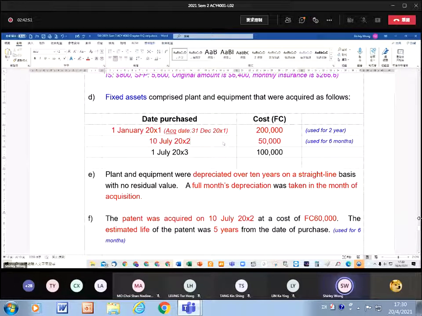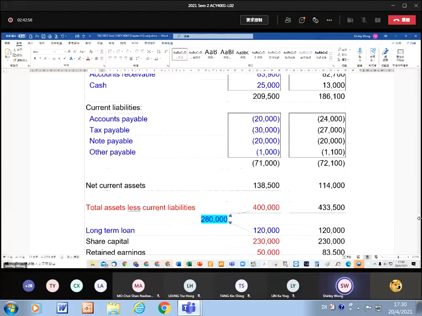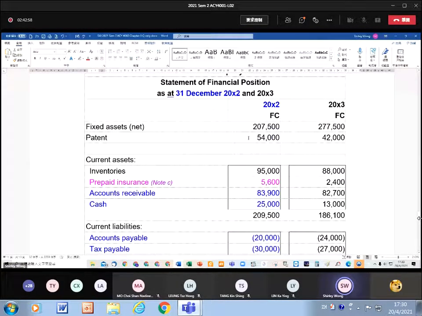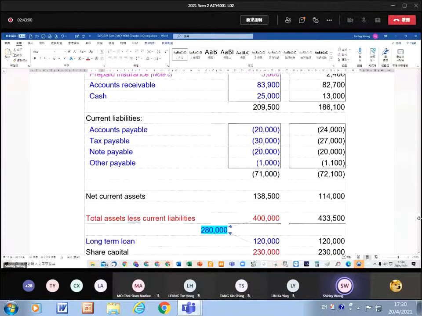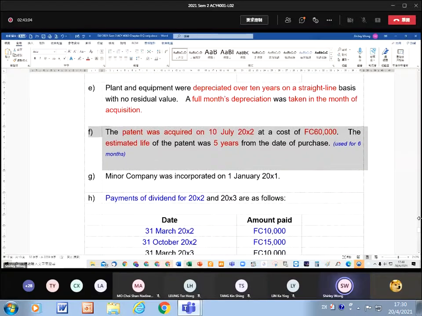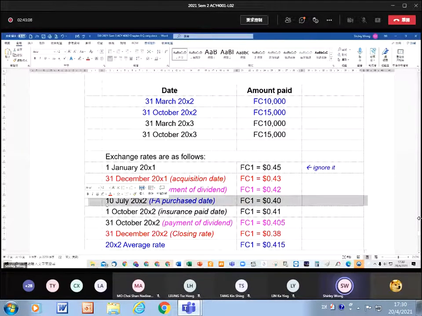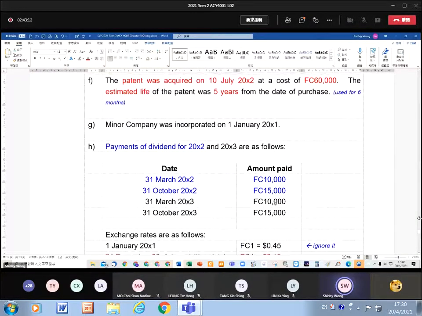And there is new purchase of patent. The patent is newly purchased. That means at the beginning, we do not have this patent. So this patent worth 54,000. And this patent is purchased on 10th of July. So you can go to the exchange rate here. We will have one exchange rate on 10th of July. That is 0.4.